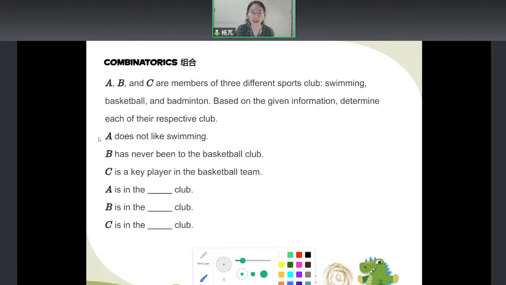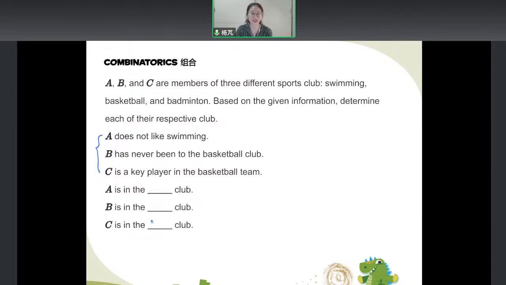The first one, A does not like swimming. Okay, B has never been to the basketball club. And C is a key player in a basketball team. Can we make sure of the first club? C, in which club is C? Yeah, cool. Okay, yeah, C is in the basketball club because C is the key player. Yeah, this is the first thing I can make sure.